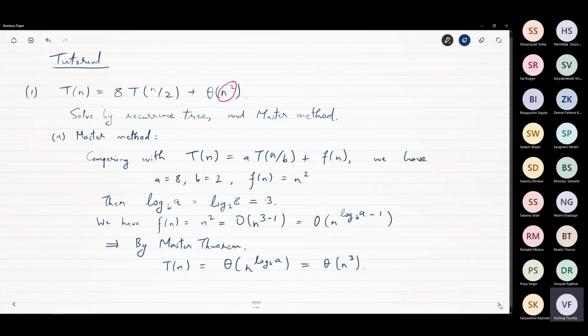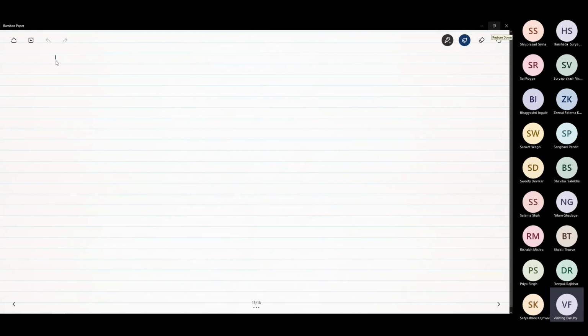Alright, so let's go ahead. Let us solve the same thing, so let me just put theta as well. Let's solve the same thing by recurrence tree. Anybody tried recurrence tree here? What were you trying? We had 20 minutes, right? In 20 minutes I did nothing, I was just waiting. What were you trying?